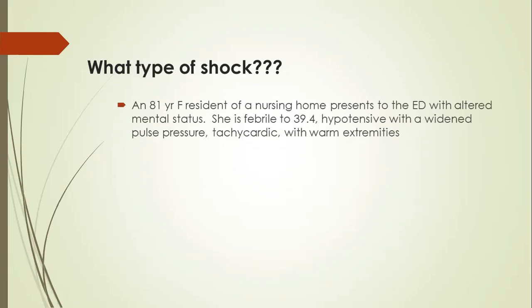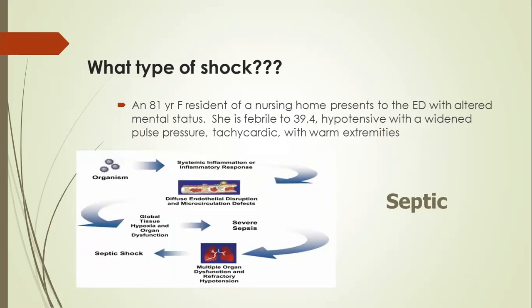An 81-year-old resident of a nursing home presents to the emergency department with altered mental status. She is febrile, temperature is high. She is having low BP with a widened pulse pressure. She is tachycardic with poor stability. So definitely that condition is shock. What type of shock is it? It is septic shock. Why? Because you are having high fever here. So these are the things which you have to remember. So this is the cause, this is the condition: the organism, the bacterial condition, will cause first one organ to be affected, and then mediators will be released, causing multiple organ failure and leading to septic type of shock.